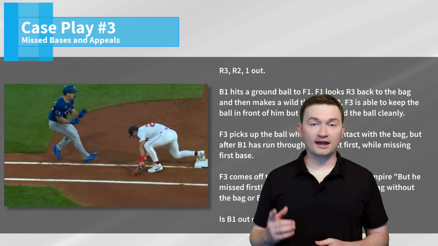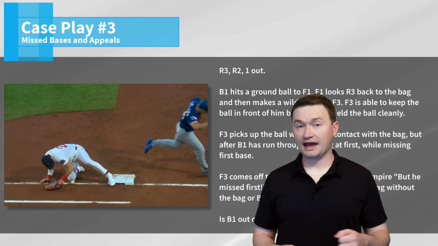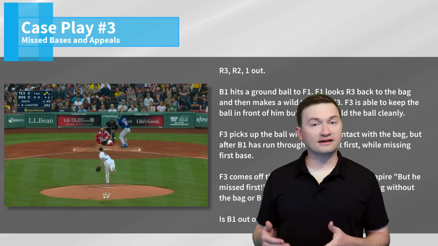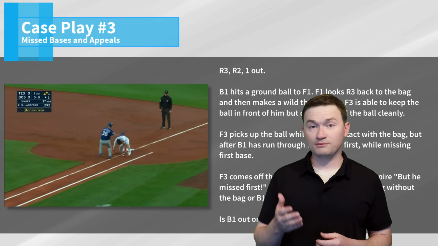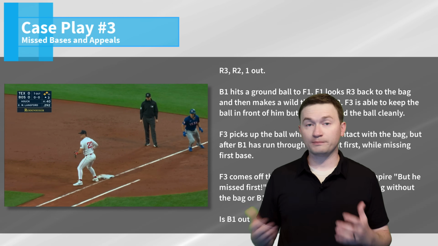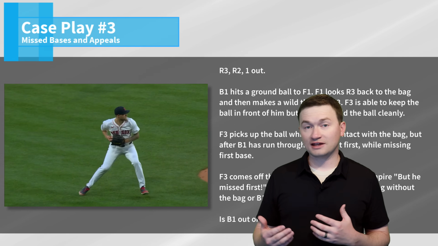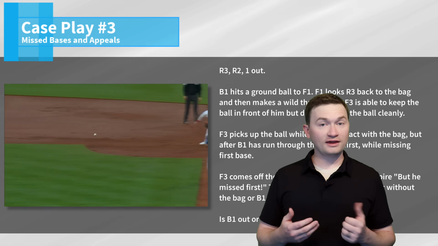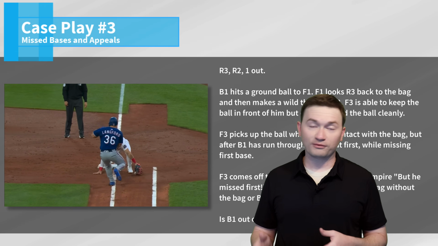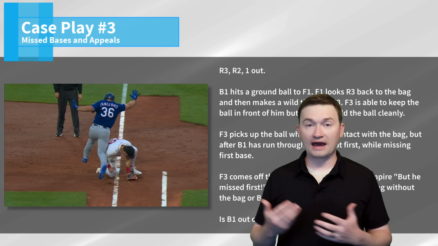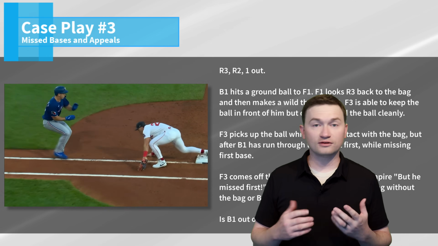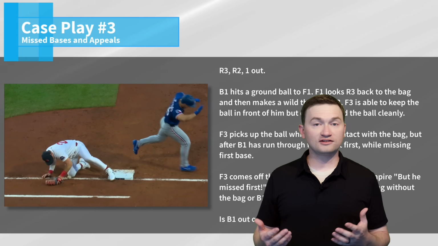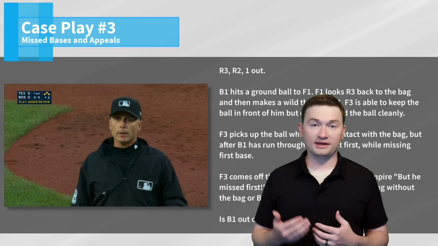For an appeal to be made, they have to do so by tagging the runner or tagging the base that was missed. He came off of the bag and then says he missed the base, but that's not an appeal. It just has to be an obvious attempt that he's making the appeal. So if he then ran back to the bag and touched it before the runner touched it, then we'd have an out. But because he doesn't touch the runner or the bag to make an obvious appeal, in this scenario, our batter runner is going to be safe.